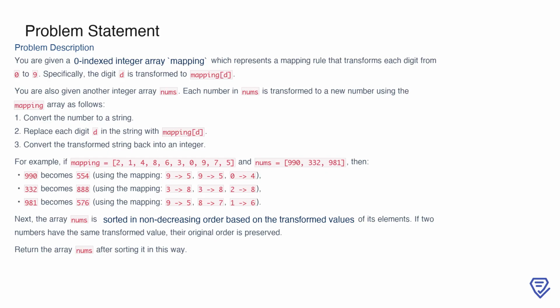Once all the numbers are transformed, we sort the nums array based on these transformed values. Importantly, if two numbers result in the same transformed value, their original order in the nums array is preserved. Our task is to return the sorted version of nums after this transformation and sorting process.